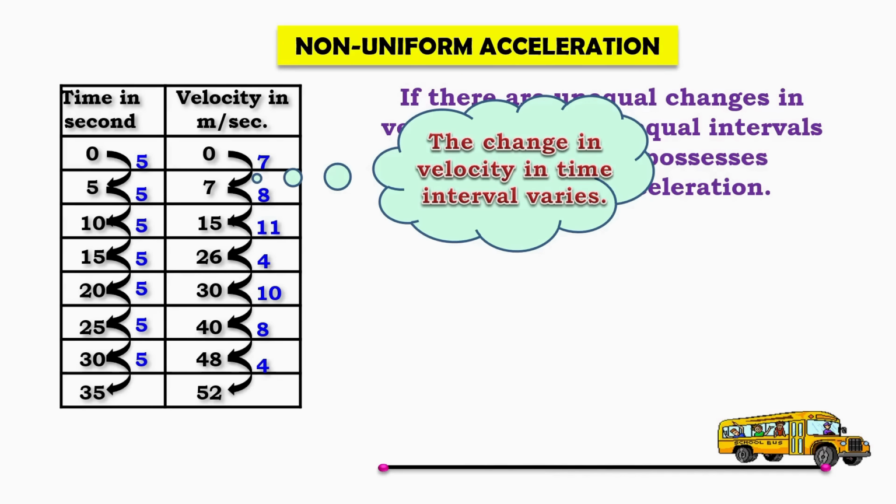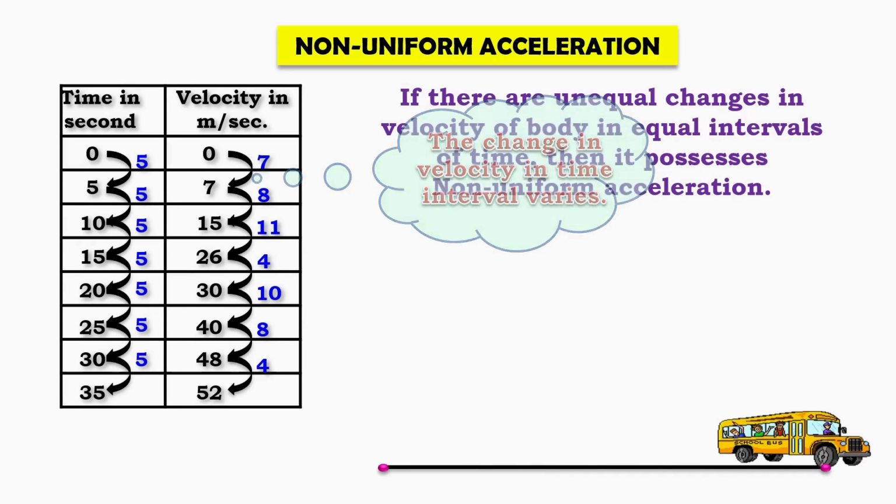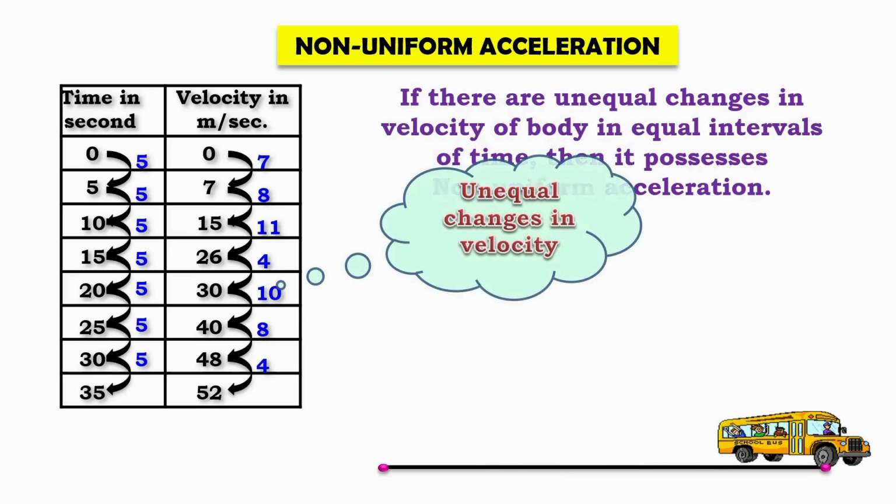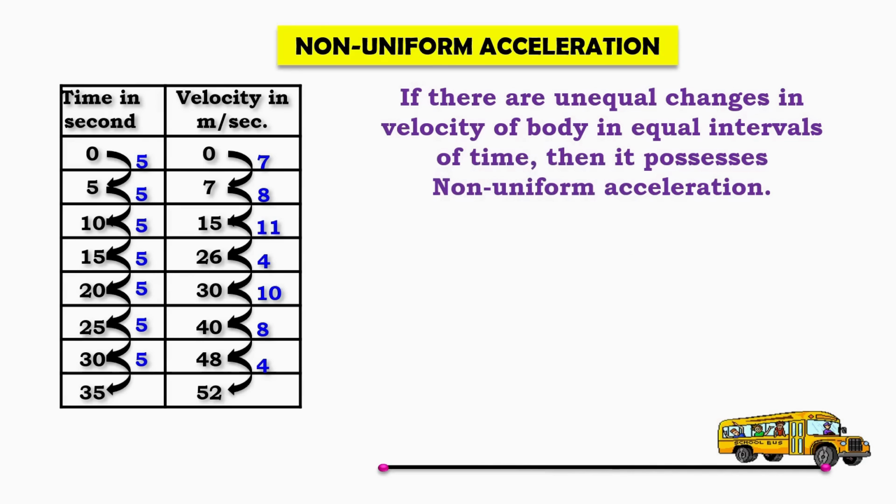So, although the time intervals are equal, the increase in velocity is different each time. This means the change in velocity is not constant. Therefore, the van is moving with non-uniform acceleration.